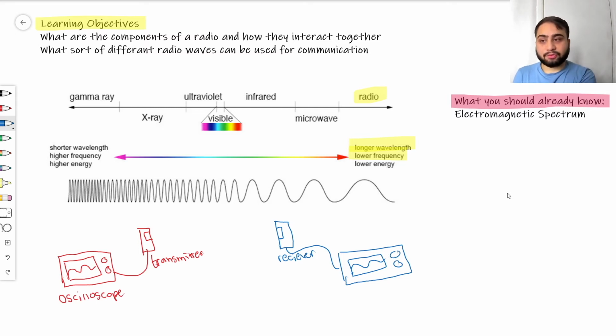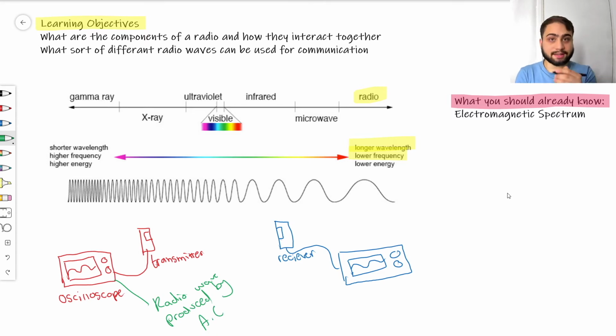Now, what's really important, and you have to remember this, is that the actual wave itself is produced by AC current. AC stands for alternating current. This tells us that the charges in the current are oscillating. Remember, an oscillation is just a cycle of a wave. They're oscillating, and that produces an oscillating radio wave.